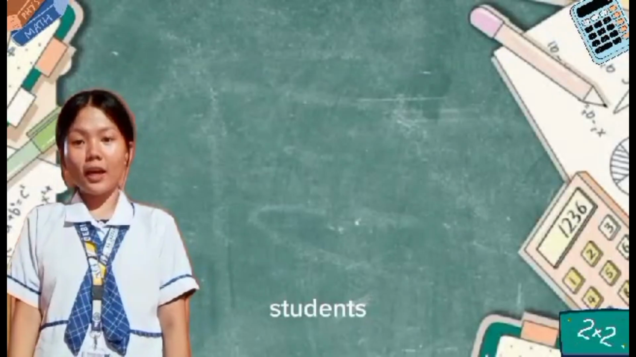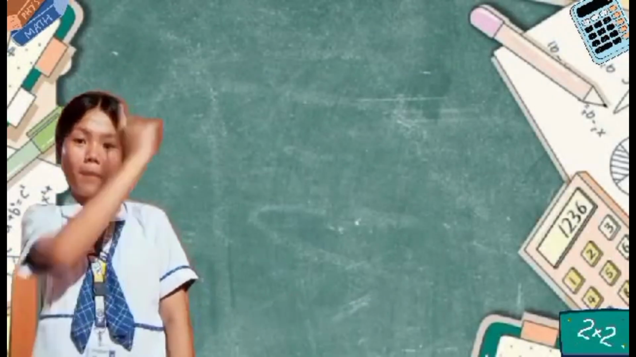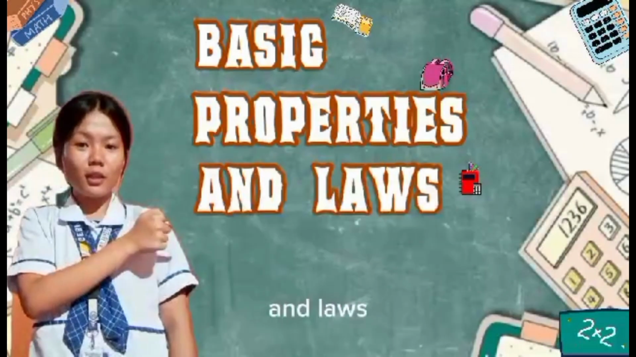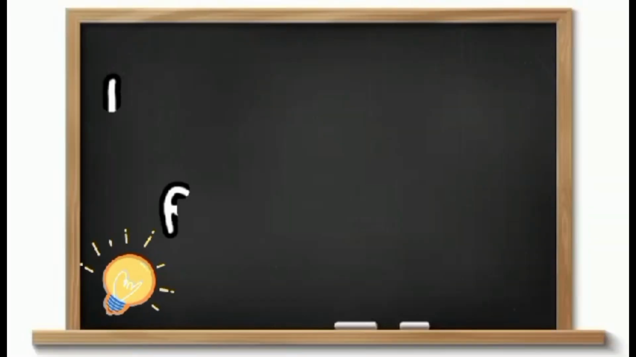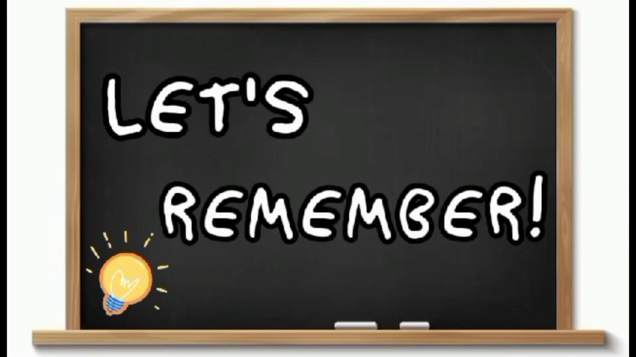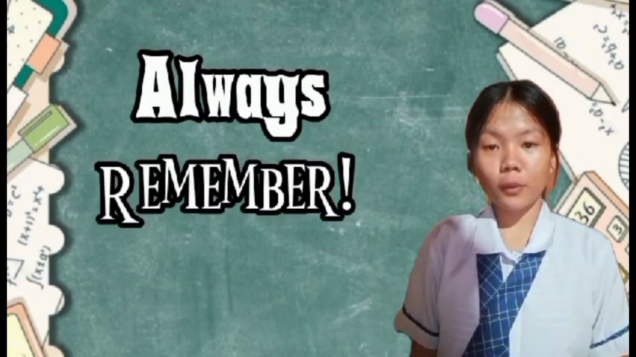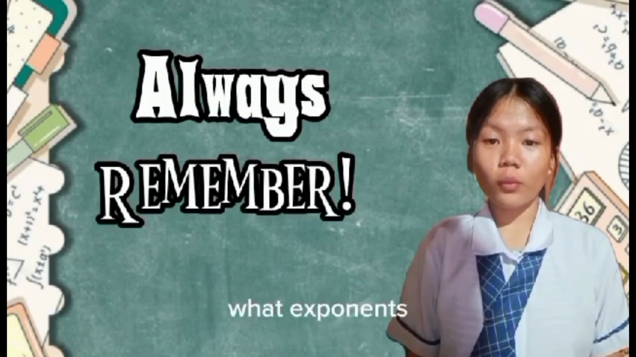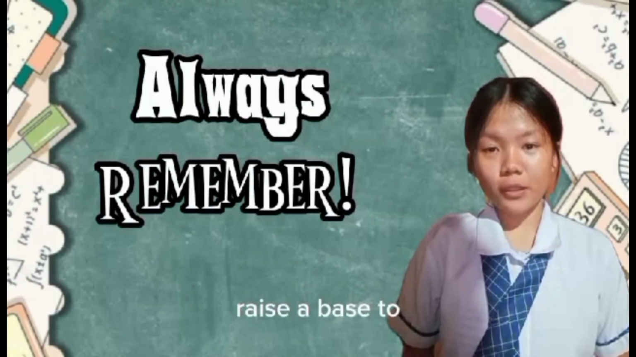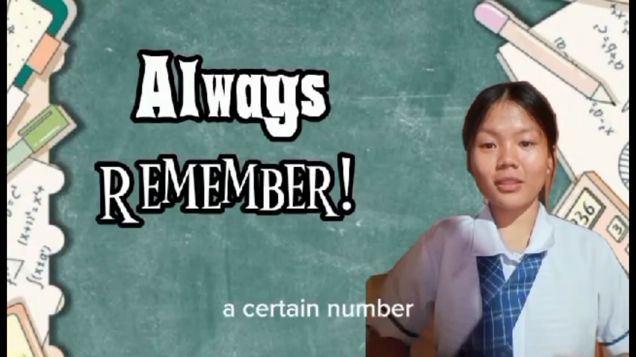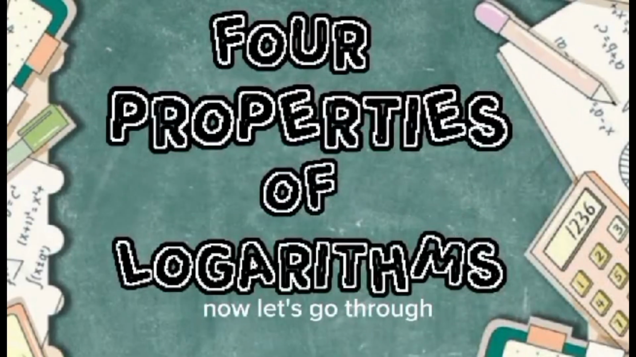Good day, students, and today I will explain the basic properties and laws of logarithms. A logarithm is just another way of expressing exponents. It tells us what exponent we need to raise a base to in order to get a certain number. Now let's go through each property one by one.